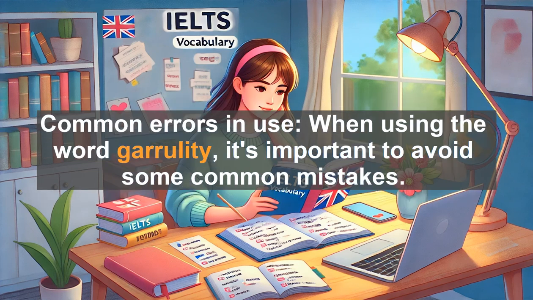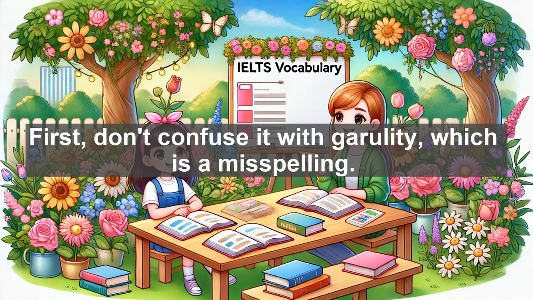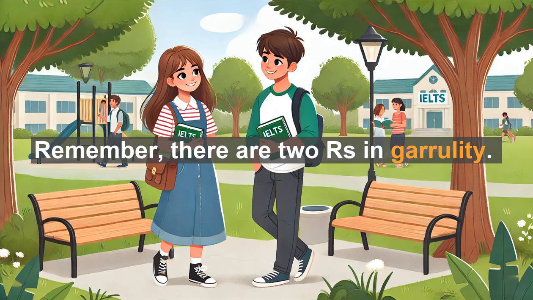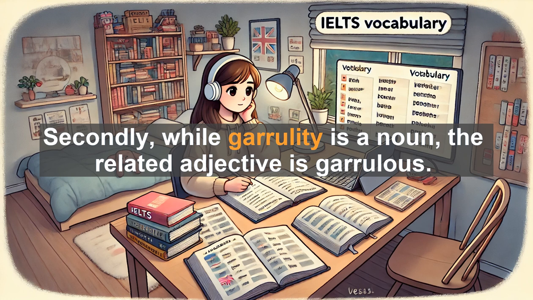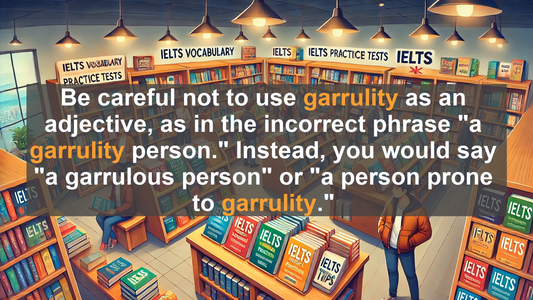Common errors in use. When using the word garrulity, it's important to avoid some common mistakes. First, don't confuse it with a misspelling of the word. Remember, there are two R's in garrulity. Secondly, while garrulity is a noun, the related adjective is garrulous. Be careful not to use garrulity as an adjective, as in the incorrect phrase "a garrulity person." Instead, you would say a garrulous person or a person prone to garrulity.